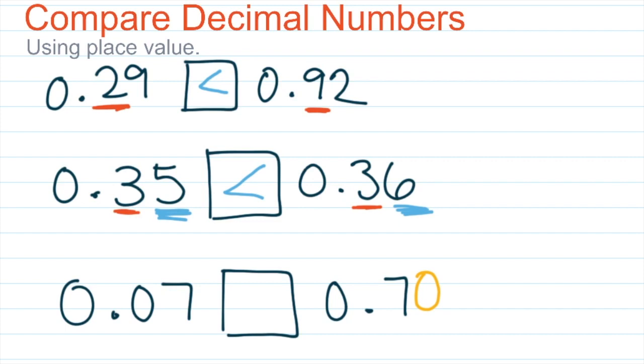Now we do the same thing as we did with the first one. We go to the tens place on the first decimal, the tens place on the second one, and then we just compare. In this case, we're comparing 0 to 7, and we know 0 is less than 7. So this one is also less than. What a coincidence. All three are less than.